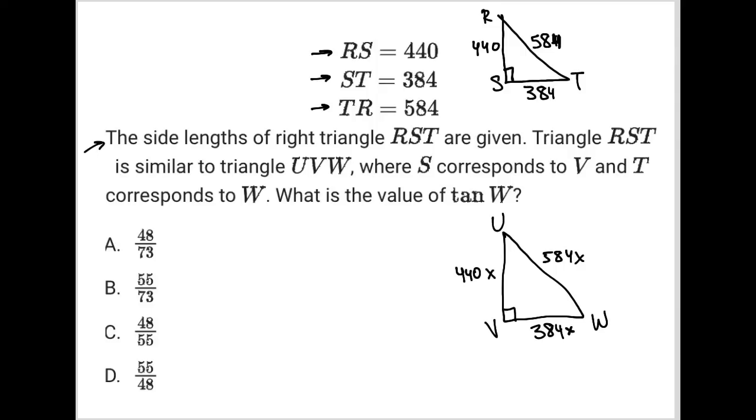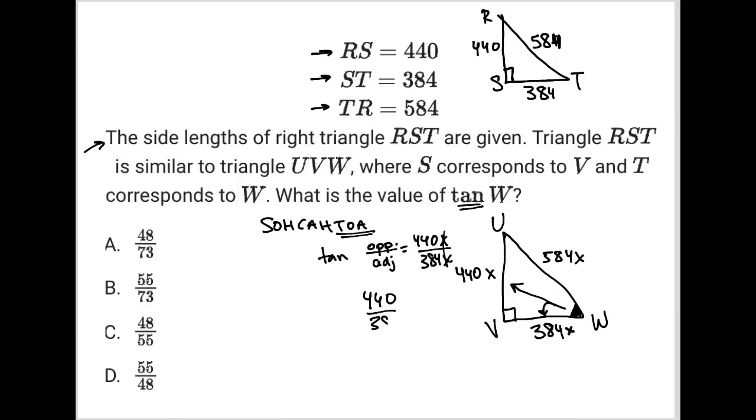Well, the value of tan W, first of all, tan goes along with, I'm grabbing this from SOHCAHTOA. Tangent is the opposite over the adjacent. So if I'm looking at W, then opposite of W is 440x. And adjacent to W is 384x. Of course, the x's don't matter. They cross out. So what I'm left with is 440 over 384.